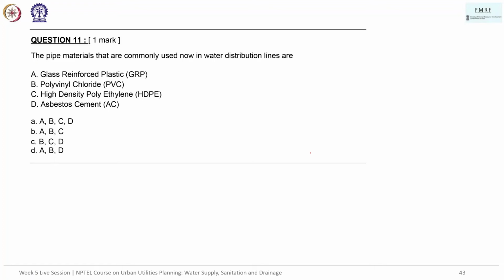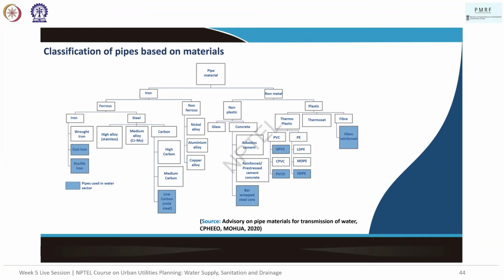You're absolutely right, actually. If you remember this classification of pipes based on material, the blue highlights here are pipes which are used in the water sector popularly right now. We have glass reinforced plastic. We also have PVC here. These are the two types of PVC pipes that are employed, and we also have high density polyethylene. However, asbestos cement is not something that is being used currently.